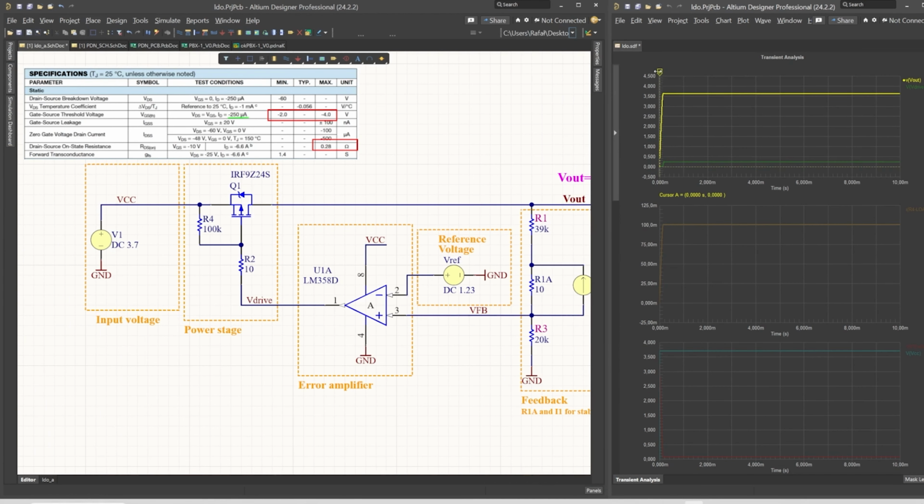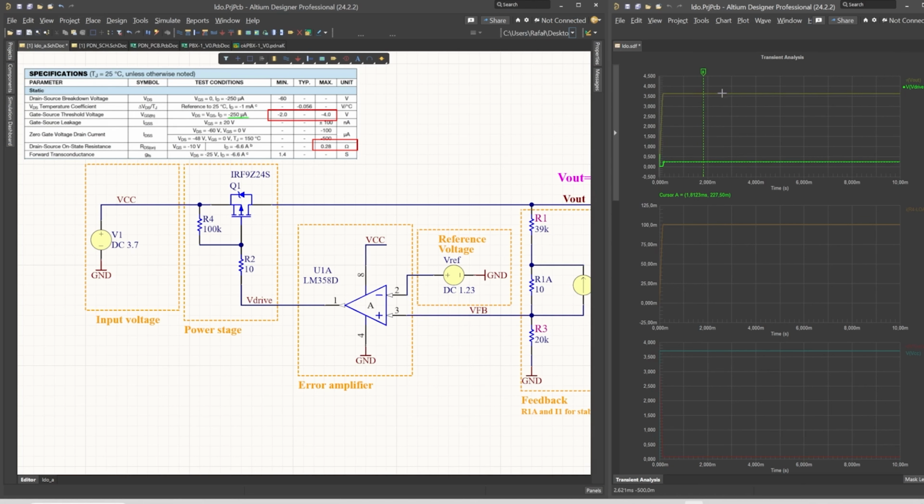3.7. Let's measure. You can use the automatic measurements built into Altium Designer. However, I'm probably not prepared well. I'm not showing this all the time. I need to click the cursor, but you can make it as automated measurements. At the moment, when there is 3.7 at the input, it's 3.6282. So we are in the regulation.